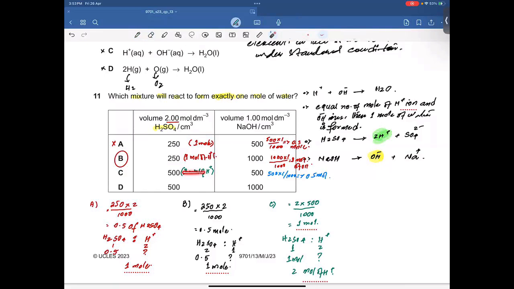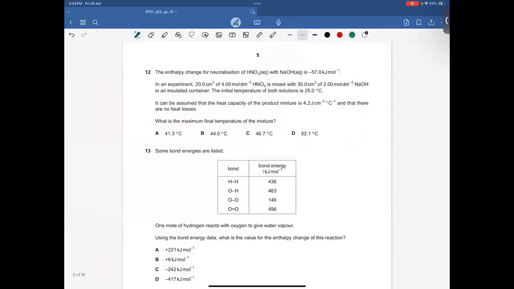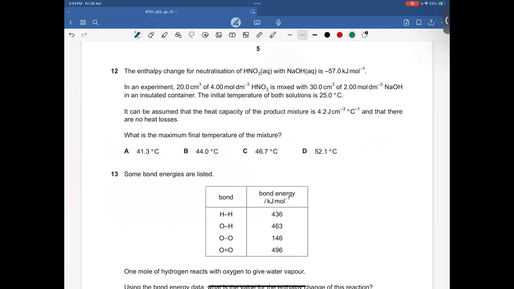So over here we have 2 moles. Over here we have 0.5 mole. Again, this option is incorrect. Same here. This option is going to be incorrect. I hope it makes sense to you. But that's a tricky question, guys. Let's move on to the next question. That is question number 12.